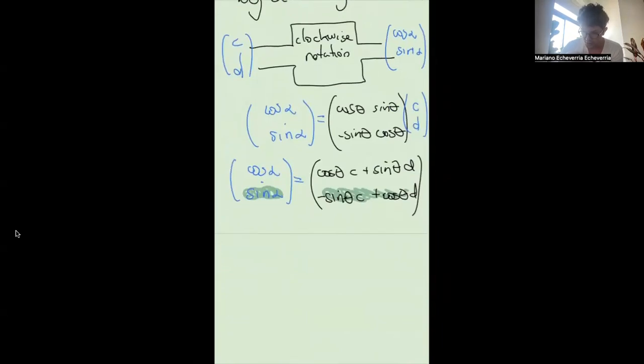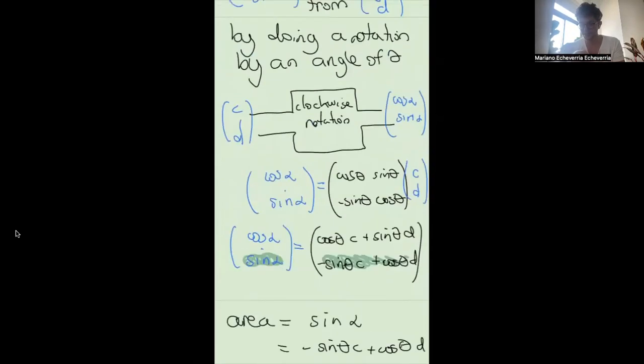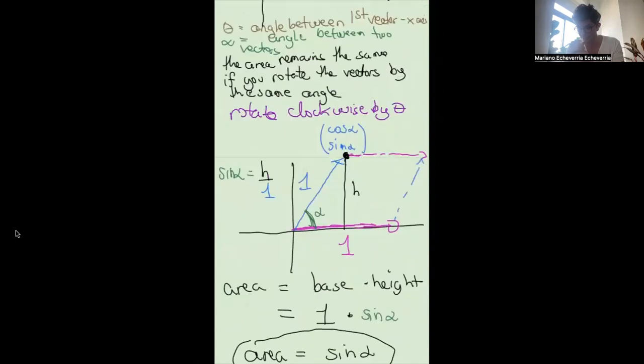So the area was sine of alpha, but sine of alpha is minus sine of theta c plus cosine of theta d. And that looks a little bit better because now c and d appear in this formula explicitly. So now we just have to replace sine of theta and cosine of theta.